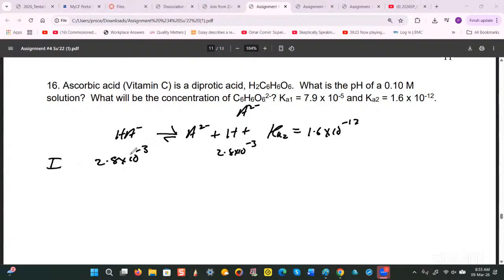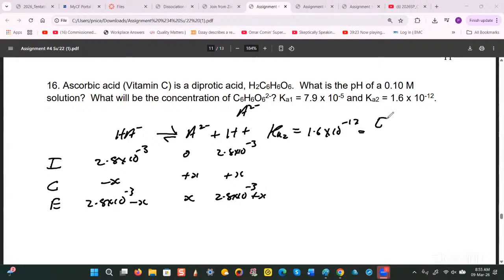So initially, you're going to have 2.8 times 10 to the minus 3 for the HA minus, 2.8 times 10 to the minus 3 for the H plus, and 0 here, right? The change here would be minus X, plus X, plus X. So at equilibrium, you're going to have 2.8 times 10 to the minus 3 minus X here, X here, and 2.8 times 10 to the minus 3 plus X here. And therefore, we can write down the expression for Ka2, which is equal to the concentration of A2 minus times the concentration of H plus divided by the concentration of HA minus.